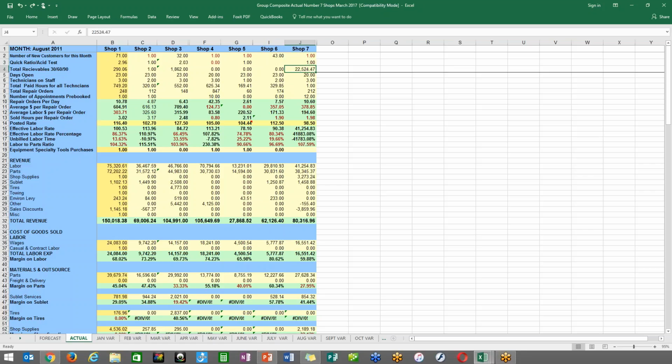$22,524 in receivables. And by the way, this shop is not in California, just to be clear. He's doing well in some areas. He's just doing the work and not collecting the money in some cases. And again, for these particular shops, this was a different period. This was August 2011. It shows posted rate $116 an hour, $102 an hour, $127.50, $105, $104.